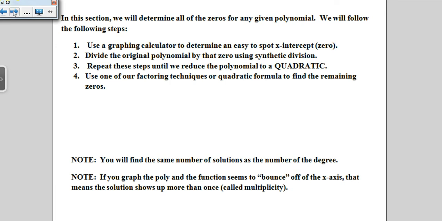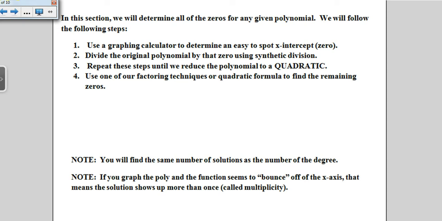Now we're going to take that easy to spot x-intercept and we're going to divide it using synthetic division into the polynomial, and we're going to keep doing that until we get down to a quadratic. Once we've broken it down to a quadratic, we're going to use one of our techniques, probably factoring, possibly the quadratic formula, to find the rest of the zeros or the solutions. I realize that you could possibly use your calculator to find all the answers, but that's not our goal here today. We're only using the calculator to start the problem. I need you to show work on all of these problems, so I ensure that you're not cheating by using the calculator the whole time.